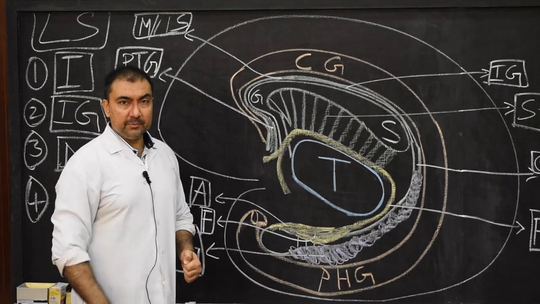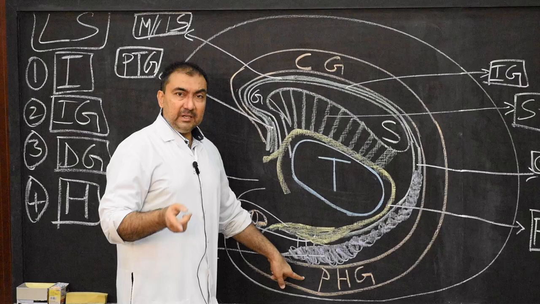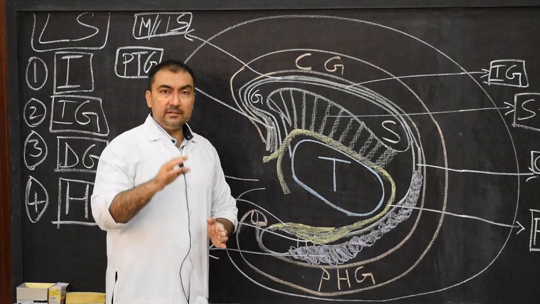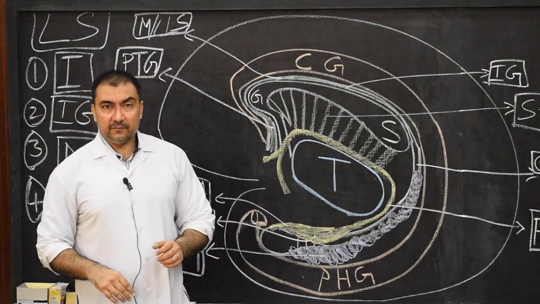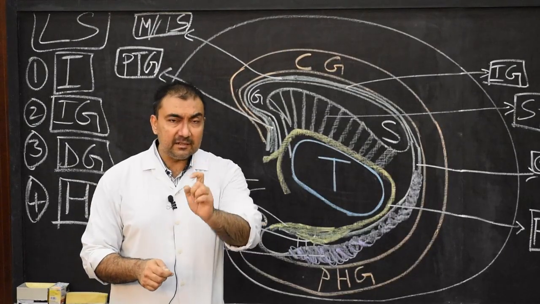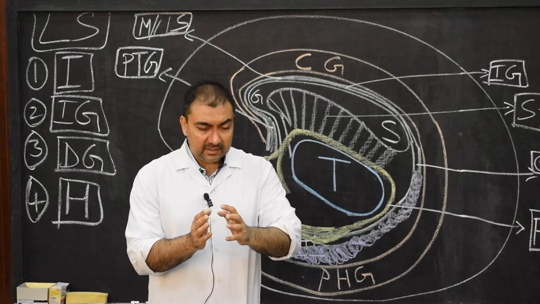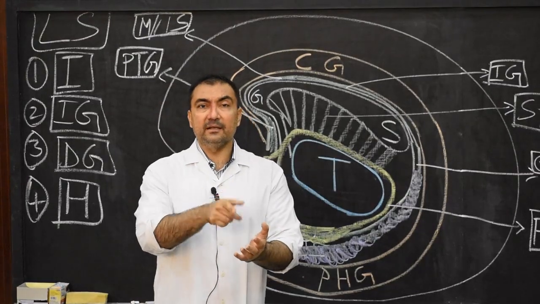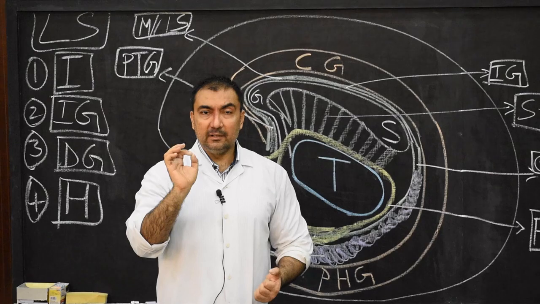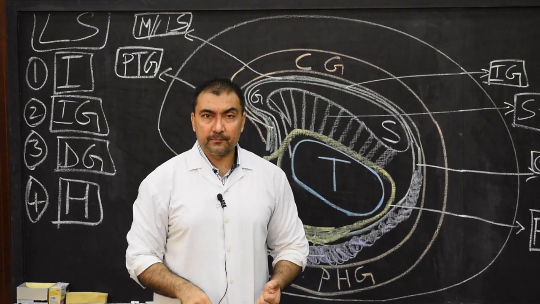Third important point, the parahippocampal gyrus will be located inferolateral to the dentate gyrus. Very important. When you see in the dissection, when you open up, you will see that the dentate gyrus is present in such a way that the parahippocampal gyrus is located inferolateral to it. Note down this point.